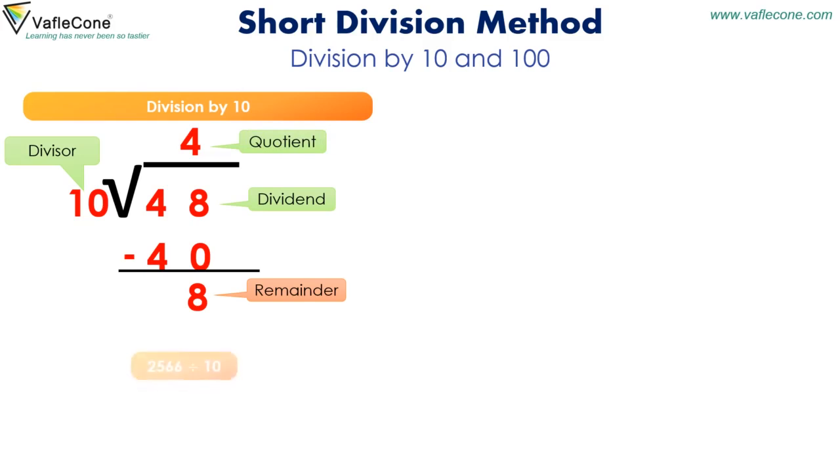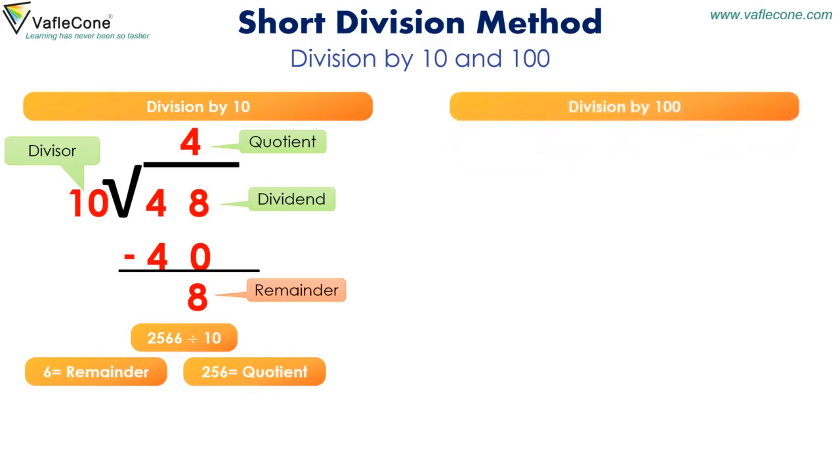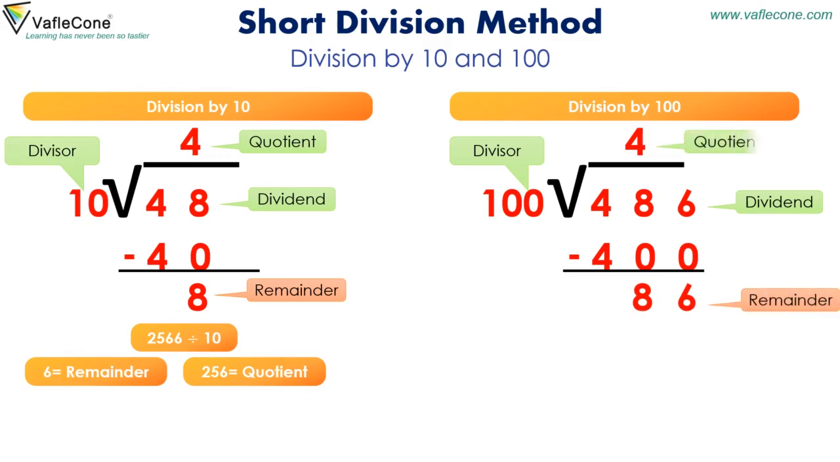Like in 2566 divided by 10, 6 is the remainder and 256 is the quotient. Division by 100. Here 486 is the dividend and 100 is the divisor. So 100 into 4 is equal to 400. And doing subtraction, 486 minus 400, we get 86 as the remainder and 4 as the quotient.